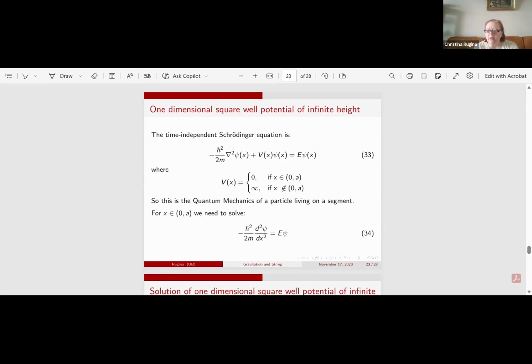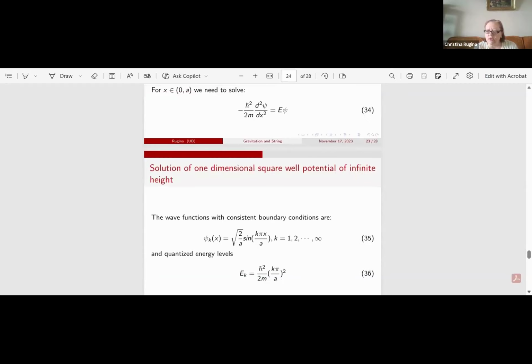Okay, so then we have to solve this equation inside 0 and a. In that interval, we have this equation, which is again a differential equation which we know how to solve.